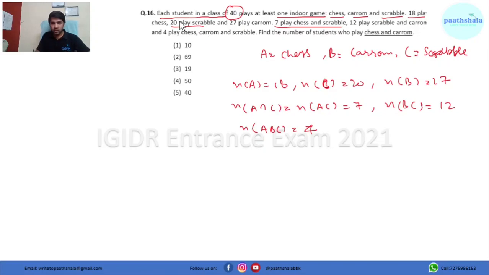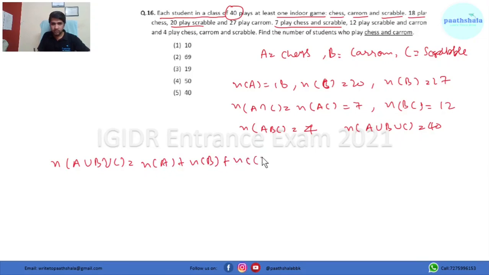And at the very beginning it is given 40 students. In total we have 40 students. That means n(A union B union C) equals 40. Now I'm going to use the union property for three sets. So n(A union B union C) equals nA plus nB plus nC minus nAB minus nBC minus nCA, you can write CA or AC, both are the same, plus nABC.